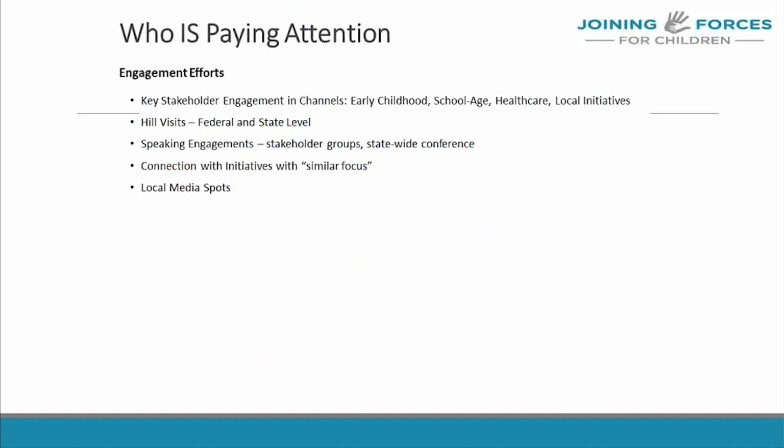So one of the things that we did within Joining Forces is develop four specific channels. You can see we have an early childhood channel, a school age channel, a healthcare channel, and a local initiatives channel. Each one of those channels is comprised of local stakeholders, community partners, as well as social service agencies that come together specifically around that particular issue.